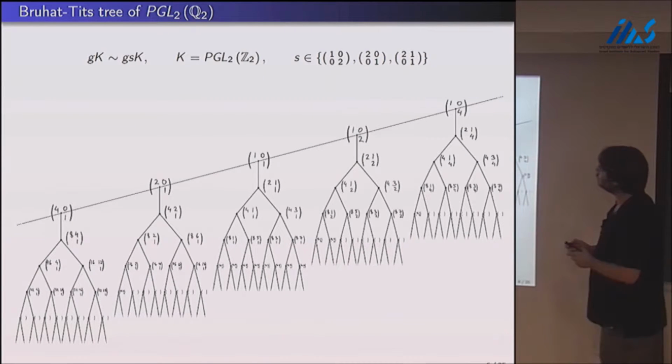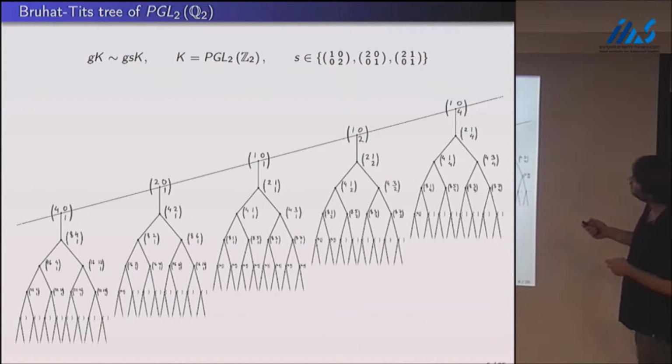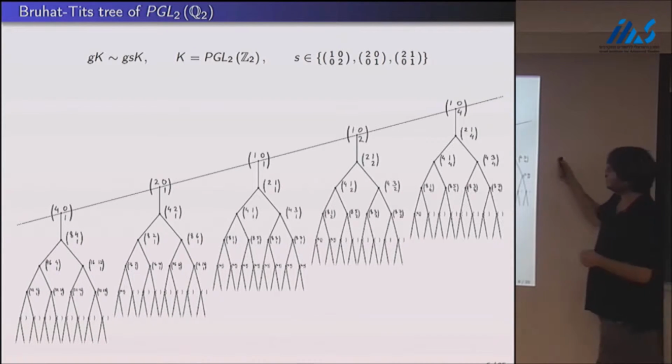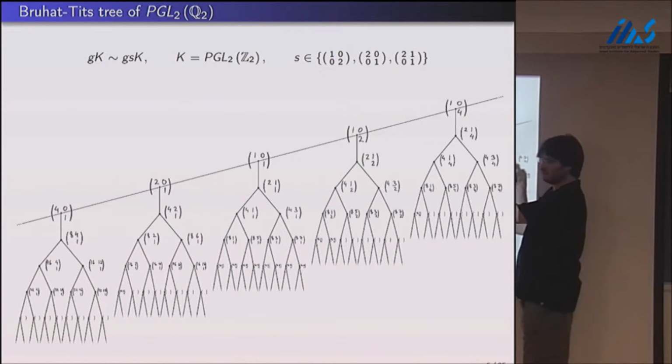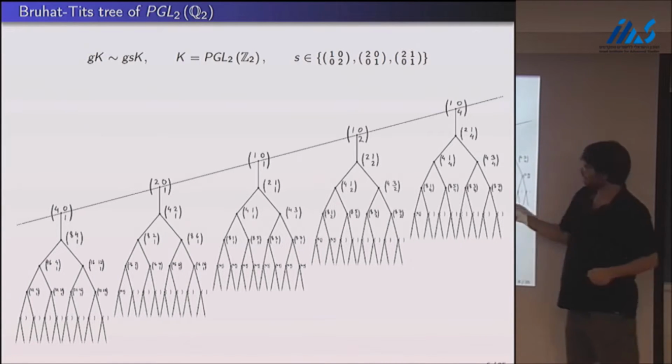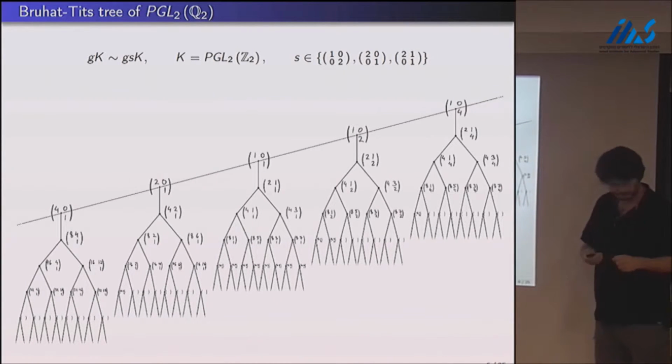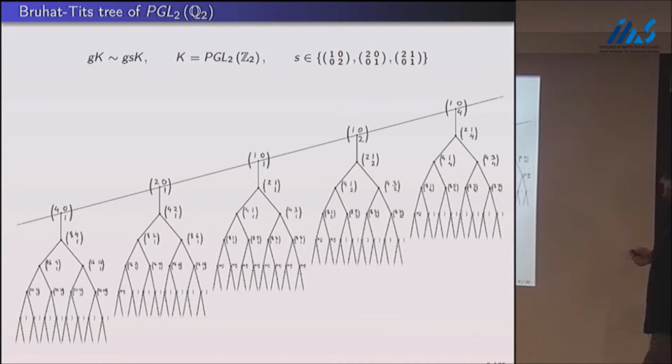And here is how it looks. So for example, for PGL2(Q2), K is PGL2(Z2), and here is the explicit set of generators. Every vertex connects to these three translations, but these are translations from the right, and then you also act by K. So you can stare at this image for quite some time, and I actually did it. And it's fascinating.